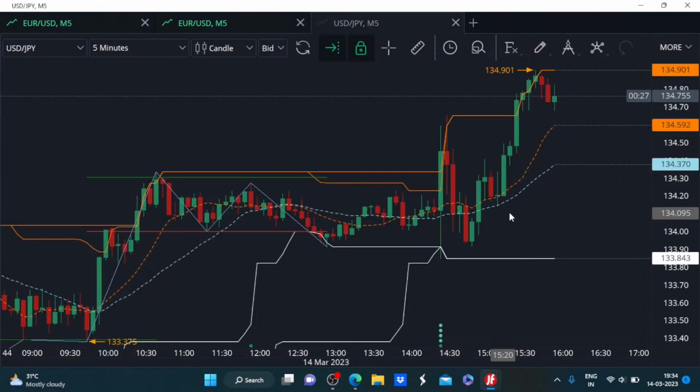We are likely to see it consolidating, and this momentum, which is looking bullish at the moment, I am expecting it to sustain at least for the next couple of hours. So keeping that in mind, we can keep looking for opportunities to trade.